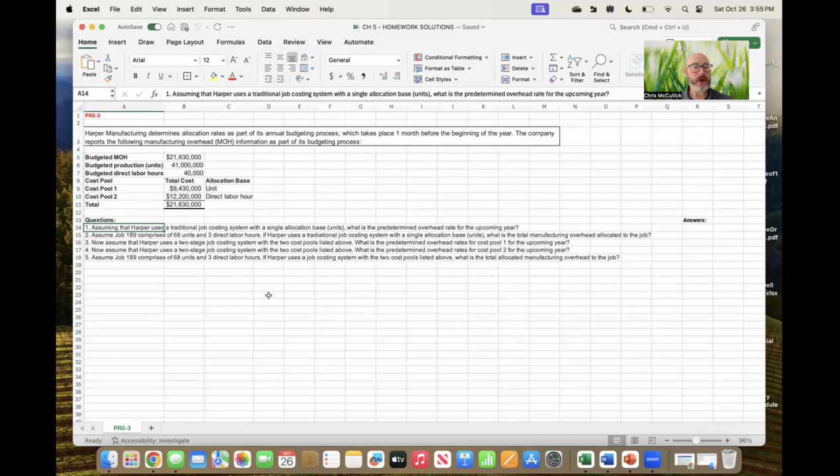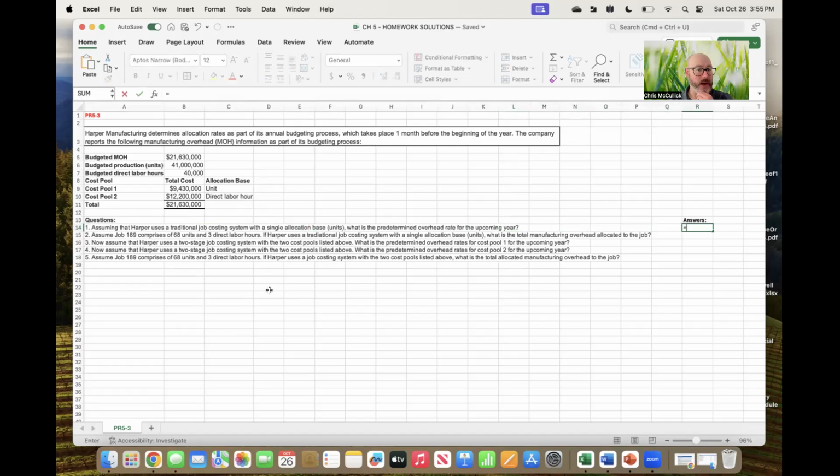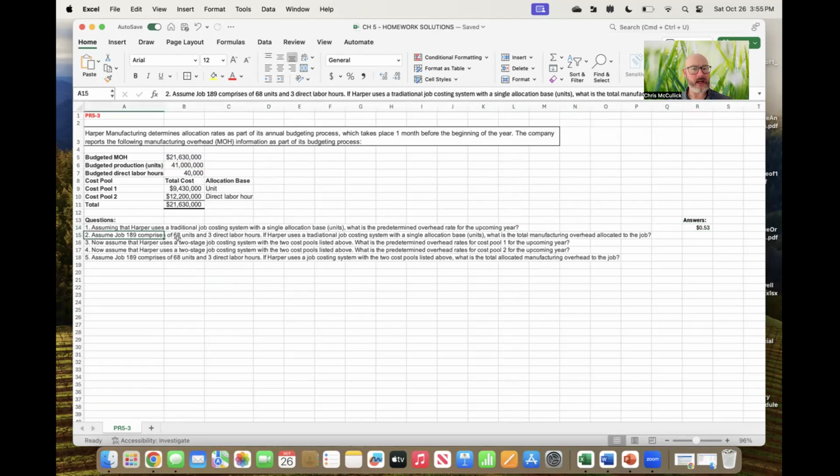They say, assuming Harper uses a traditional costing system with a single allocation base, which is going to be units, what is the predetermined overhead rate for the upcoming year? Okay, so we're going to just calculate an overhead rate based on a single driver here. So they say the driver is going to be units. So we'll take manufacturing overhead, divide by our total units that we have, and that gives us a rate of 53 cents per unit.